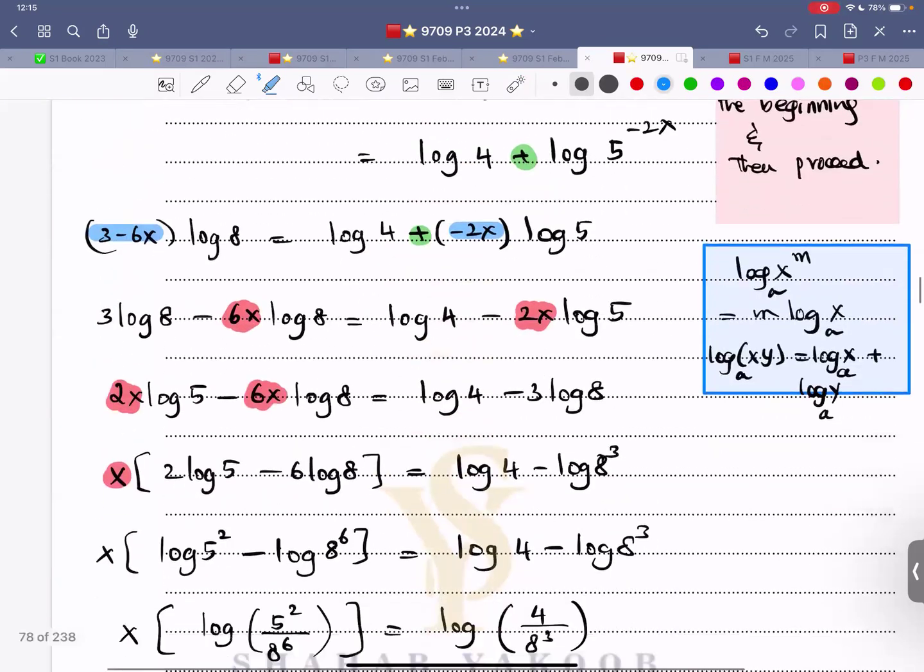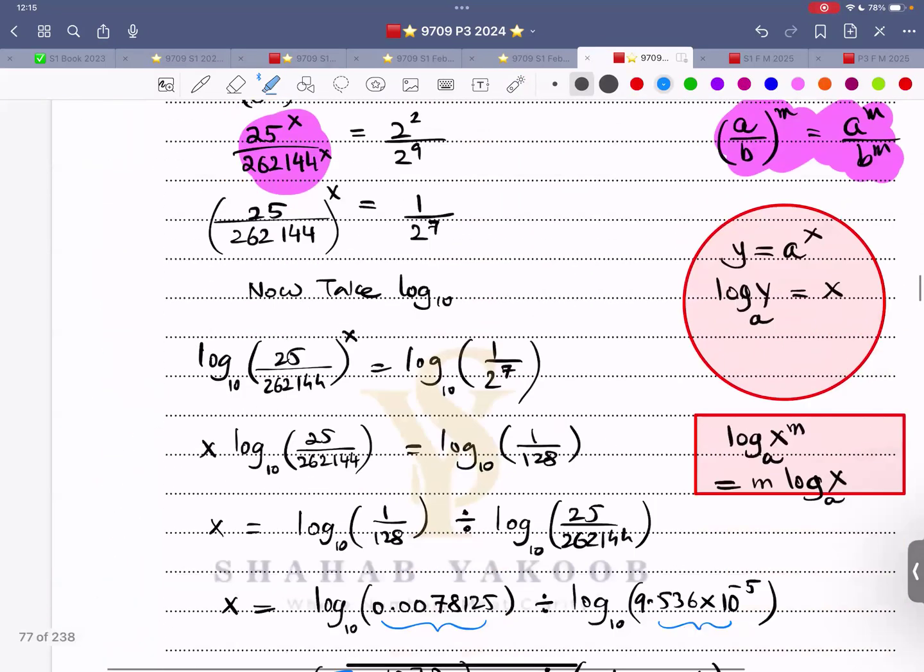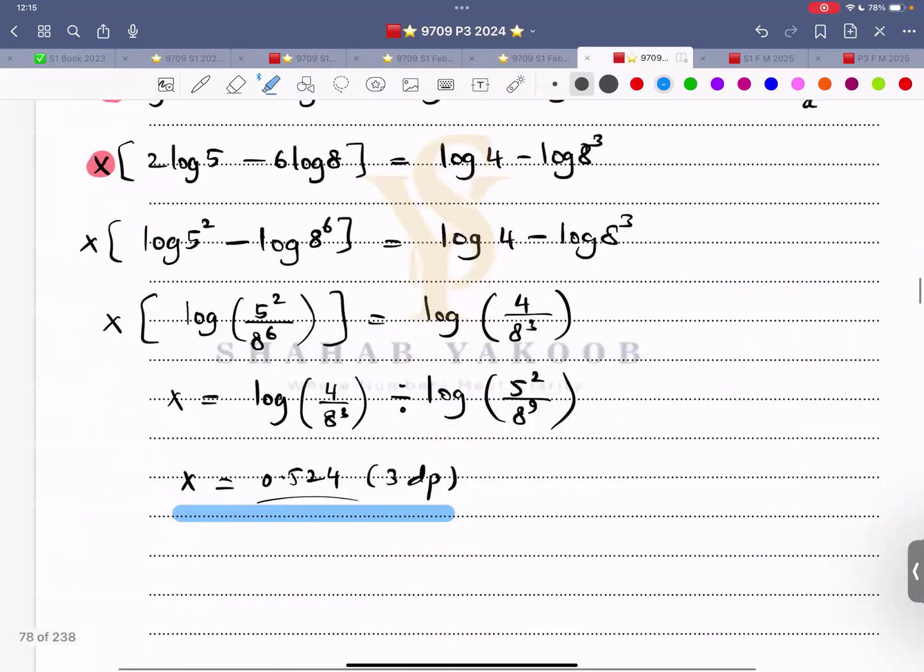So this is one method. This is the other method. It's your choice which one you want to apply. That is question number 1.